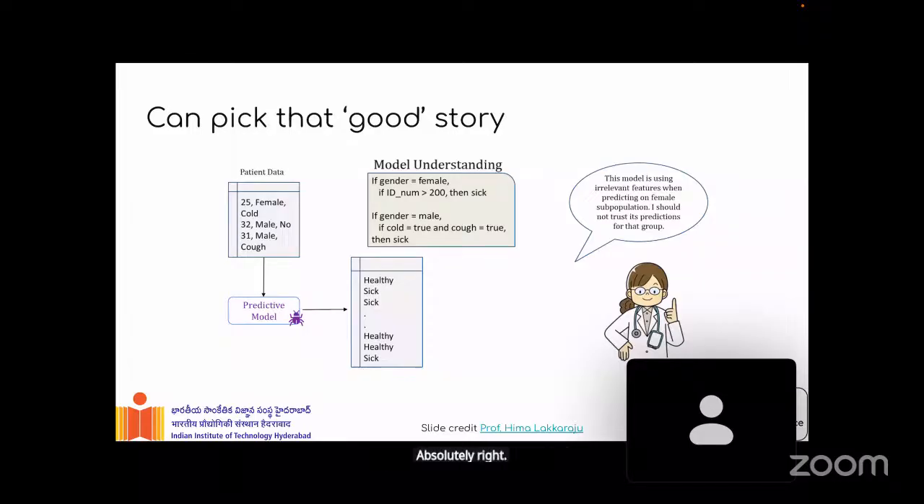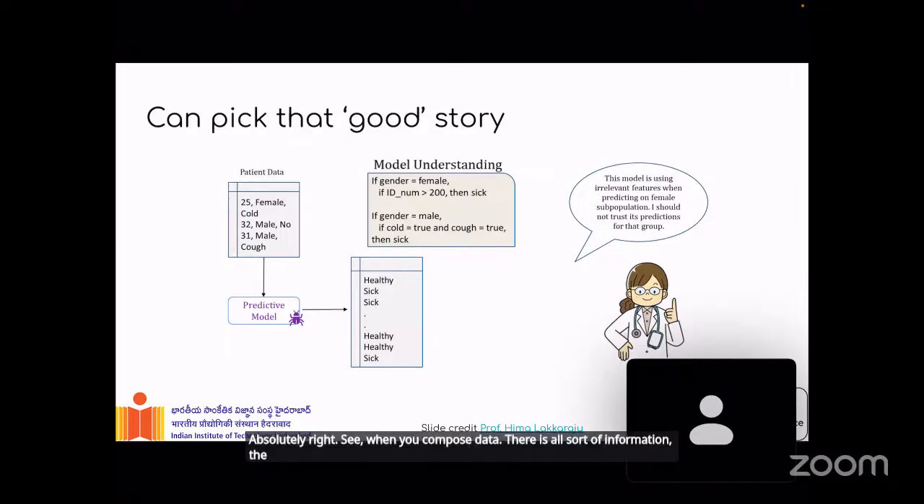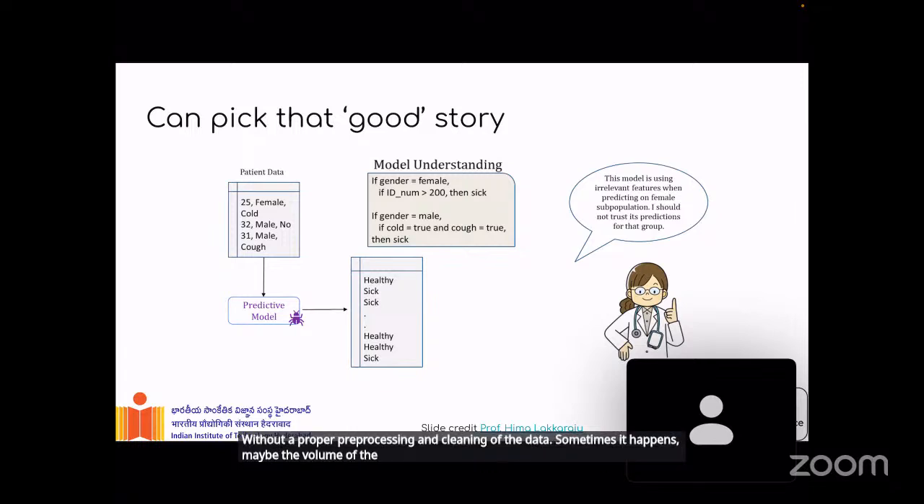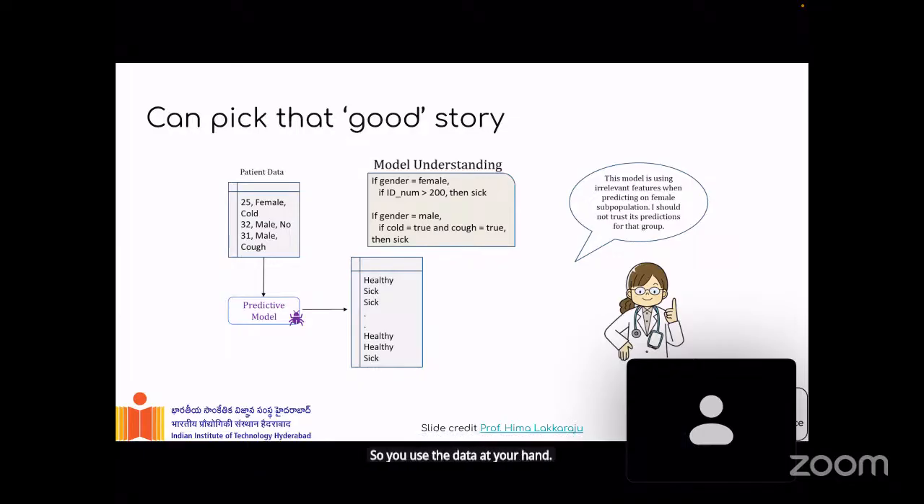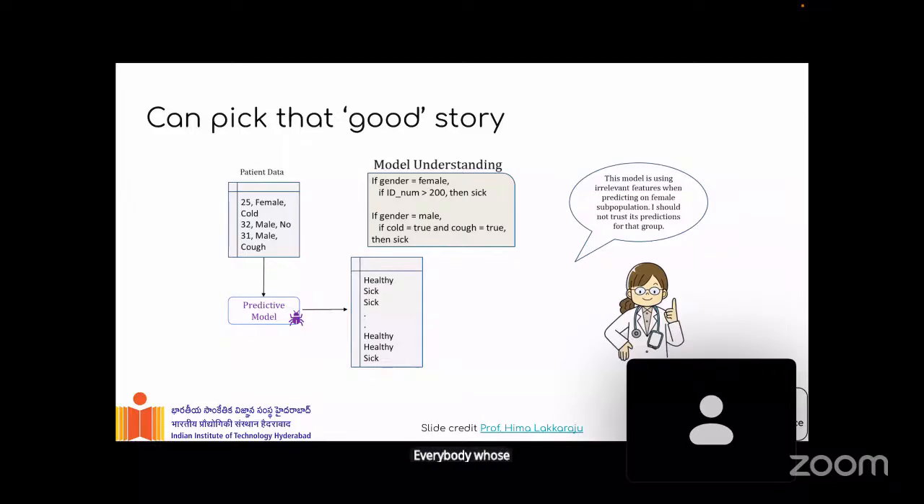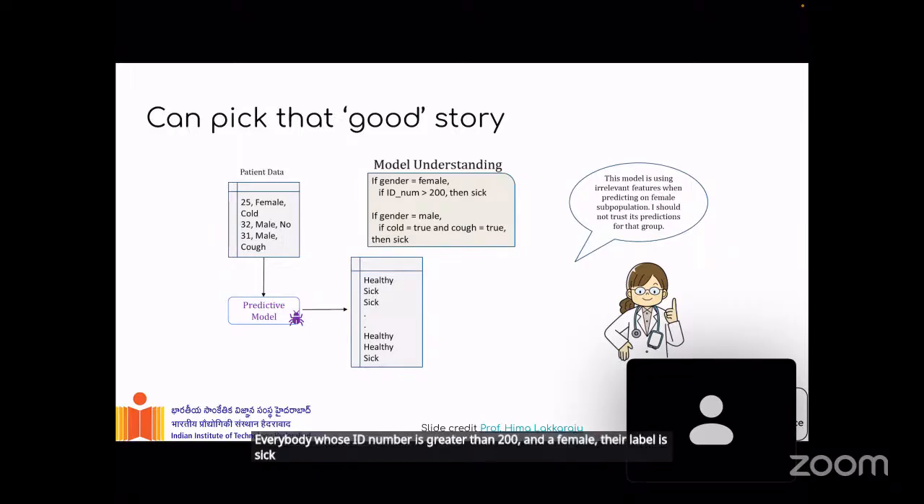See, when you compose data, there is all sort of information. The serial number, ID number, all sort of things are fed into the model without proper pre-processing and cleaning of the data. Sometimes it happens, maybe because of the volume of the data, maybe you didn't think that this is going to be an issue. So you use the data at your hand, and after you understand the model, you think that, okay, in case of females, everybody whose ID number is greater than 200 and a female, their label is sick in the ground truth, in the training data.